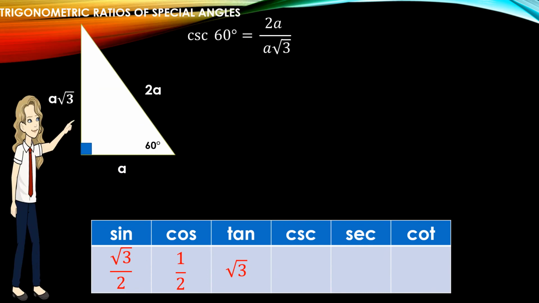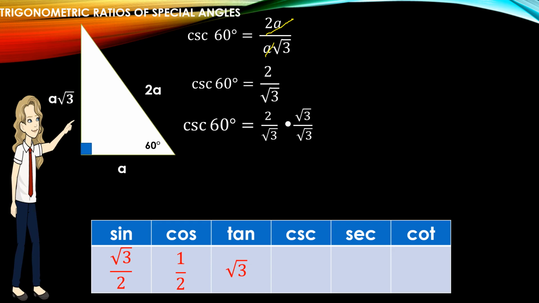Okay, the next one. So we have the cosecant 60 degrees. Cosecant is the hypotenuse over the opposite. So 2a over a square root of 3. Then cancel the a. Then the remaining is 2 over square root of 3. Rationalize. So we multiply by square root of 3. So 2 times square root of 3 is 2 square root of 3, then over 3. So that is the cosecant 60 degrees: 2 square root of 3 over 3.